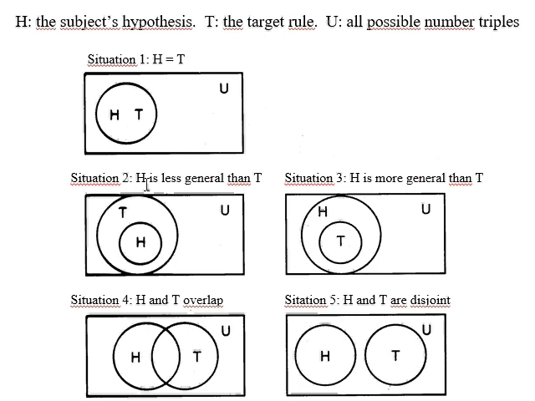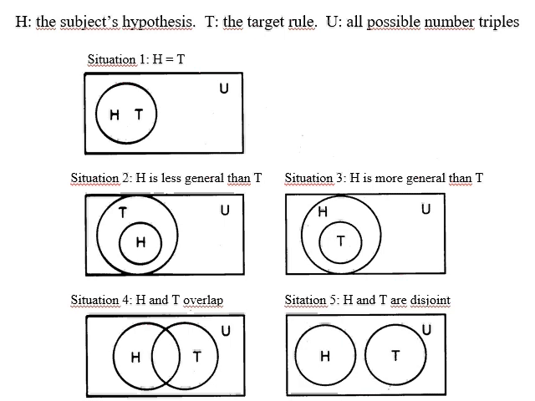Then you have situation two, where your hypothesis is less general, that is more specific, than the true hypothesis. So then, if you're generating numbers only in here, then you will never generate any numbers either here or here, and therefore you will never falsify this hypothesis by stepping outside it and still finding that the number triplet has been generated according to the true hypothesis.